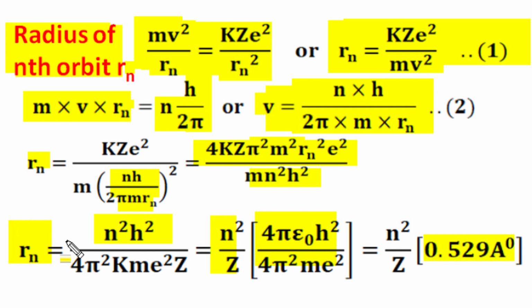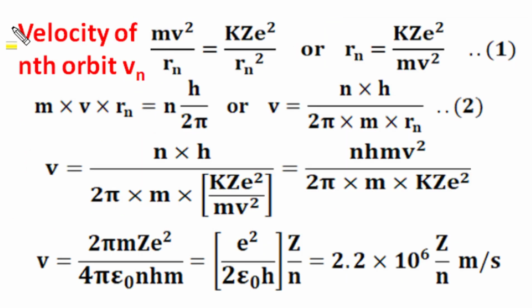The proportional relation for the radius of the nth orbit is n square by Z, and this expression is valid for all hydrogen-like atoms. That means singly ionized helium or doubly ionized lithium also have the same radius relation. This clearly indicates that for a higher value of Z, such as lithium with Z equal to 3, the radius of the first orbit is one third of 0.529 angstrom. In hydrogen, where Z is 1, the radius of the first orbit is 0.529 angstrom, and for the second orbit it is 4 times, for the third orbit 9 times, and for the fourth orbit 16 times, as the radius of the nth orbit is proportional to n square.